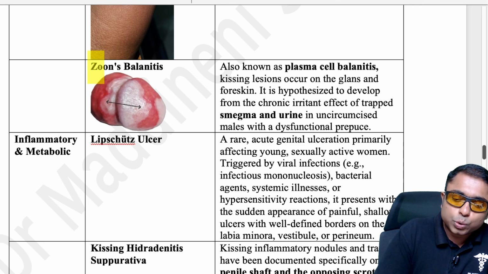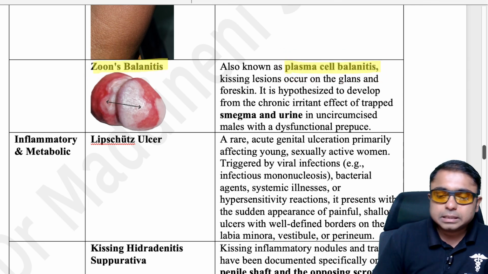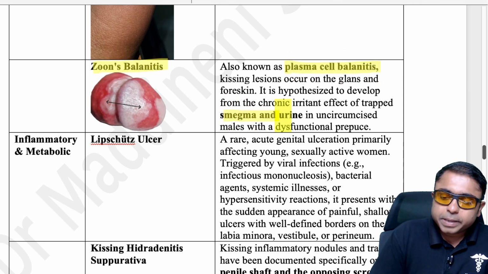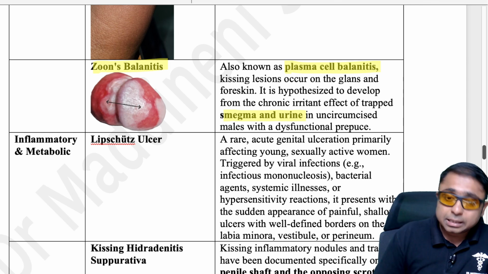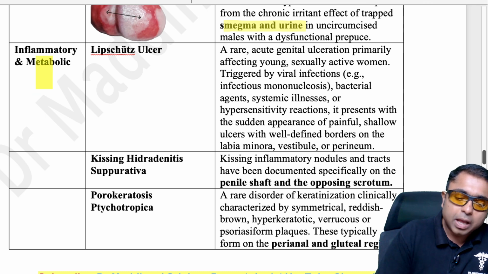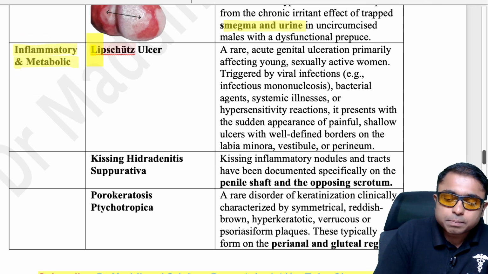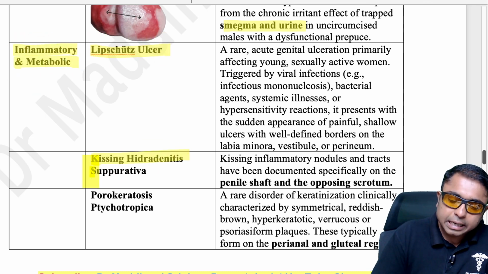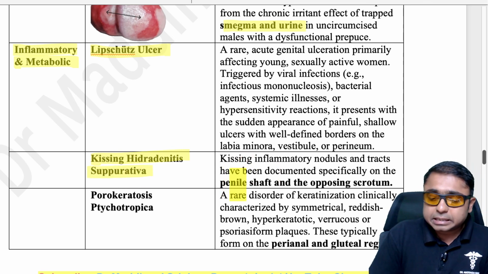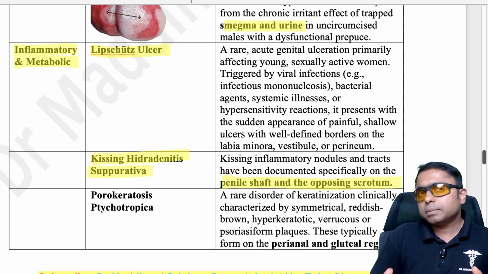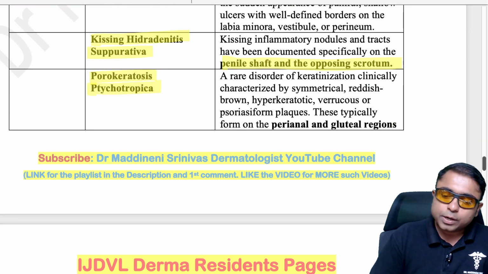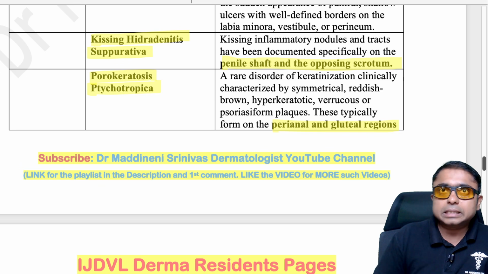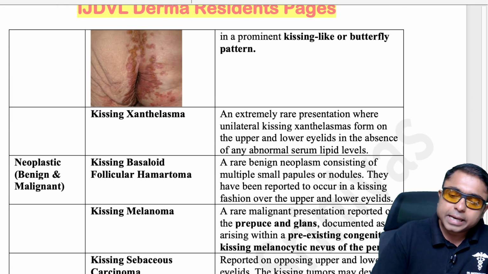Next, we have Zoon's balanitis, which is basically plasma cell balanitis. Here, smegma and urine may act as an irritant and produce Zoon's balanitis, which presents with a kissing lesion pattern. Next, you have inflammatory and metabolic conditions, for example Lipschutz ulcer. Okay, kissing hidradenitis suppurativa, where precisely the penile shaft and the opposing scrotum may be affected. Okay, and porokeratosis ptychotropica, here you can remember the perianal and gluteal regions are classically affected, and this has also been described as a butterfly pattern.